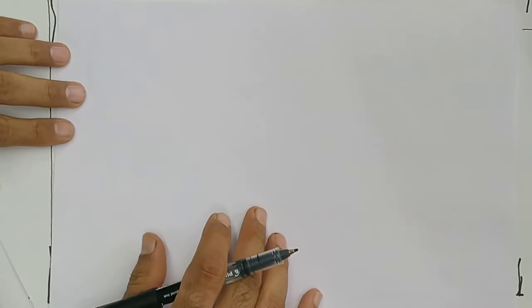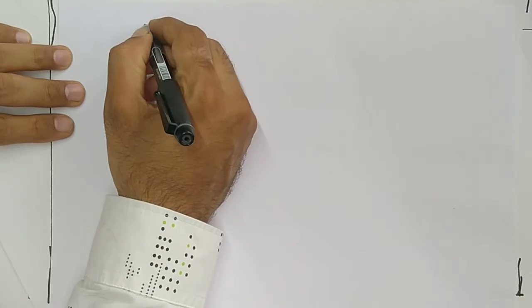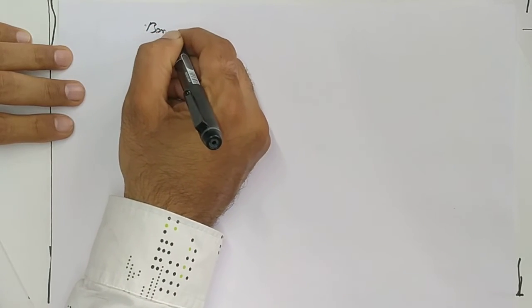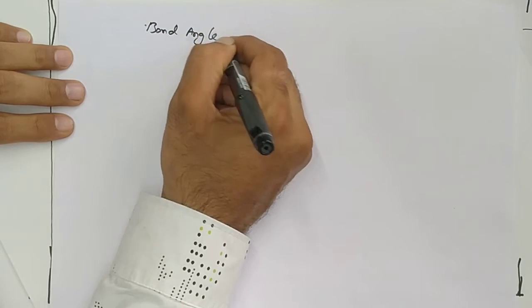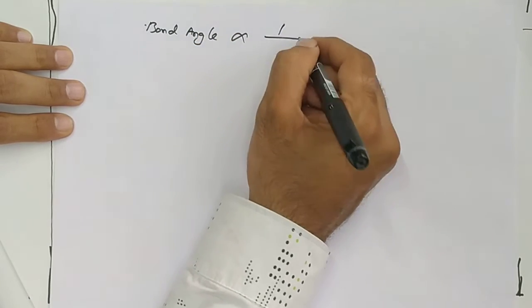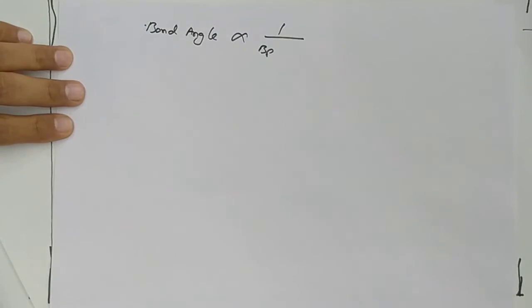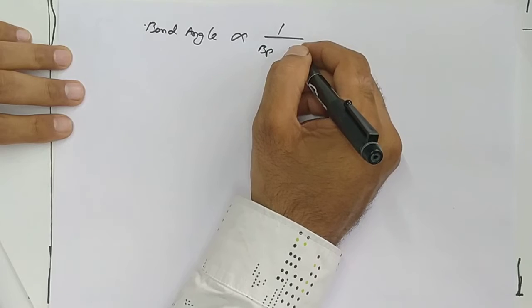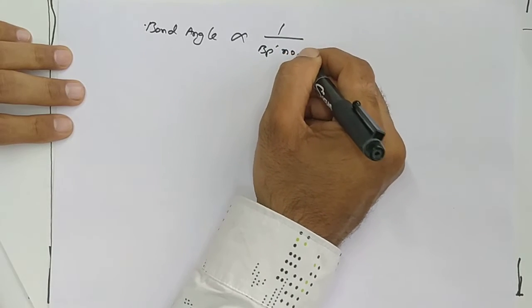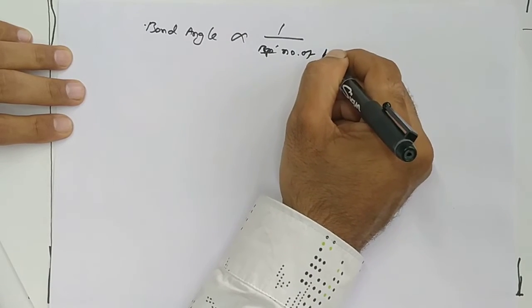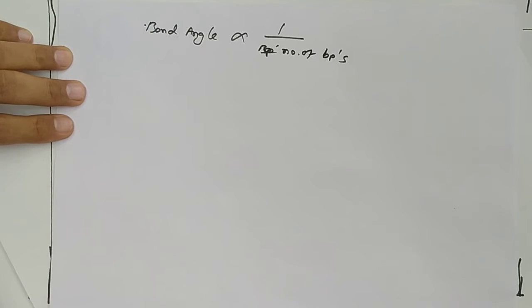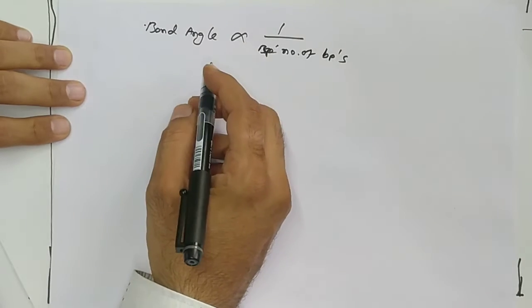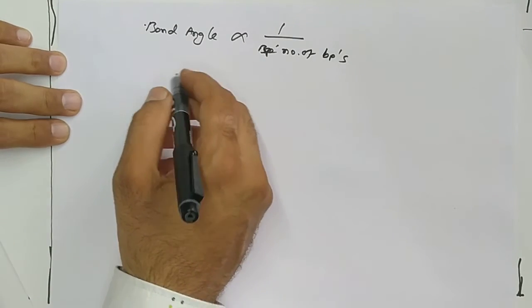So now we can say bond angle is inversely proportional to the number of bonding pairs. Yes. Now bond length.